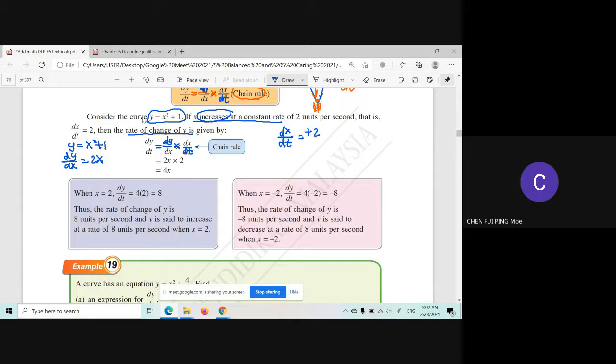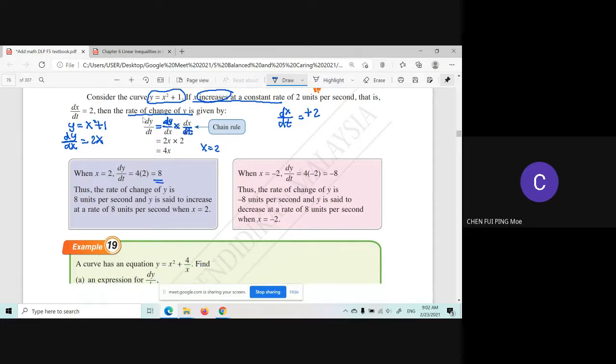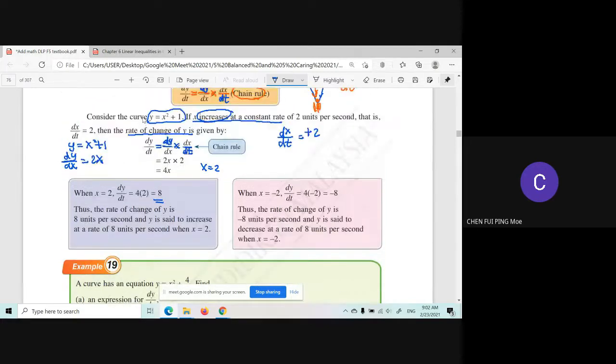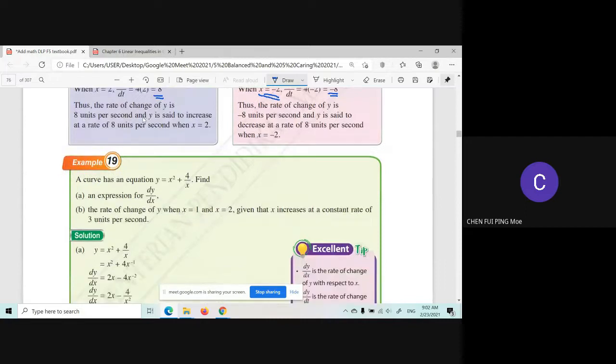And then every time they will ask you, find the rate of change of y when x equals 2. Then you just substitute x equals 2, put inside, then you get the answer like this. Or they say, find dy dt when x equals negative 2. Then you substitute negative 2 in, then this is the answer. So this is rate of change.